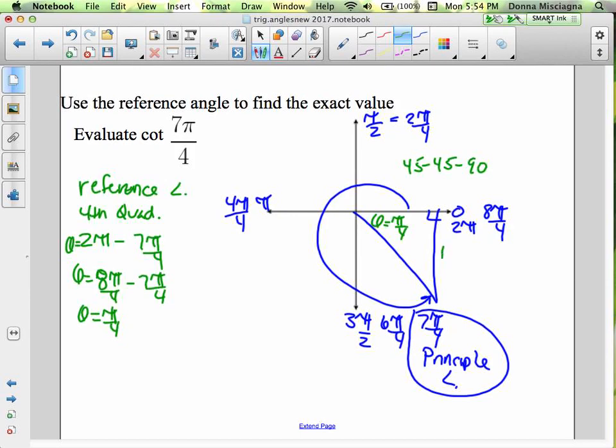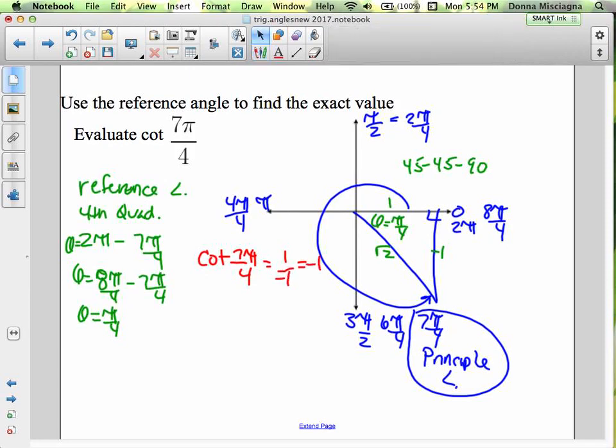We got 1, except that's negative. We got 1, and we got square root of 2, and we want cotangent. Now, that's the easy one. So cotangent of 7 pi fourths is the adjacent, which is 1, over the opposite, which is negative 1, and this is negative 1, and that's it. That was an easy one. No rationalizing, no nothing.